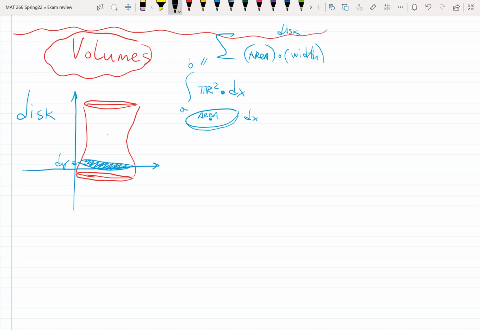Let's do something reasonable. Let's do case 2 since we haven't done case 2 yet, the dy case.